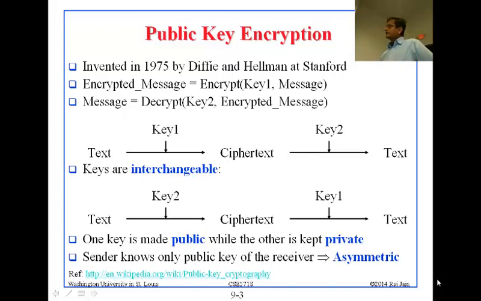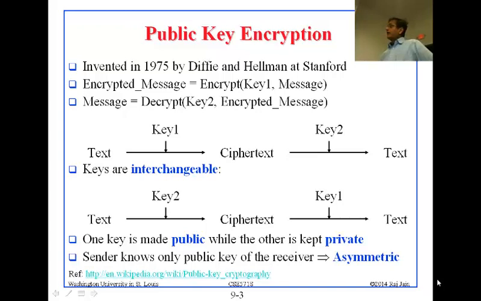If you take the text, use the first key to get a ciphertext, and then use the second key to get the plain text. So previously everybody was using one key, the same key for encryption and decryption. They said, if we do two keys, then something different can happen, as we'll see in this chapter. And the keys are interchangeable in the sense that you could use the second key to encrypt, and then the first key can be used to decrypt. That is the second property.